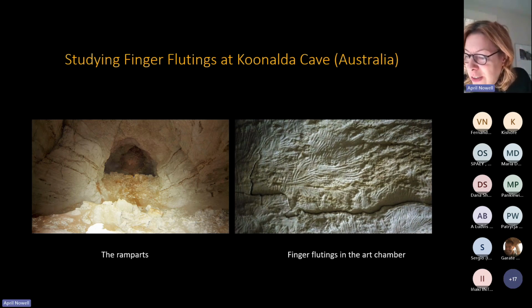And so the finger flutings, as you may or may not know, probably most of you do, are channels that are drawn in soft sediment, sort of that moon milk. It's like a precipitate that develops naturally in limestone caves, and it often covers walls, floors, ceilings, and so on of limestone caves in Australia and in Europe, for example, as well.